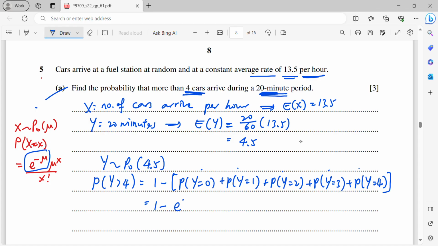So it means that e to the power of negative 4.5. Therefore, the rest I will consider each. So the first one is going to be 4.5 to the power 0 over 0 factorial, or you can just write 1. Okay, plus 4.5 to the power 1 over 1 factorial, plus 4.5 to the power 2 over 2 factorial, until the power 4 over 4 factorial.